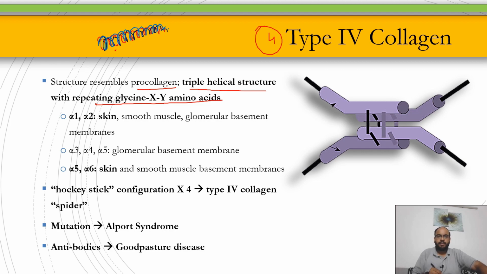So it's a triple helical structure. So you have alpha, beta, and gamma chains in this also. The alpha 1, alpha 2 subunit chains are found majorly in skin. The alpha 5 and alpha 6 are also found in skin. Alpha 3, 4, 5 are present in the glomerular basement membrane in the kidneys. So we'll restrict our discussion to alpha 1 and alpha 2, 5 and 6. They have a hockey stick configuration. So if you look at this, it resembles a hockey stick.